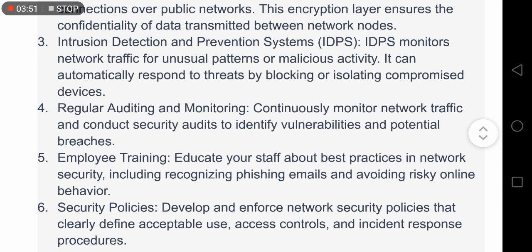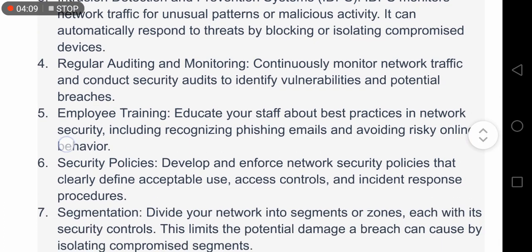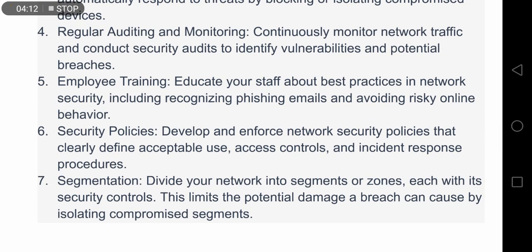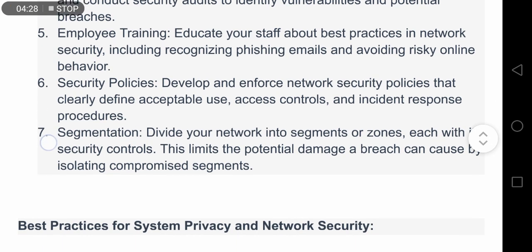Number 3. Intrusion Detection and Prevention System (IDPS). Monitor network traffic for unusual patterns or malicious activity. It can automatically respond to threats by blocking or isolating compromised devices. Number 4. Regular auditing and monitoring. Continuously monitor network traffic and conduct security audits to identify vulnerabilities and potential breaches.